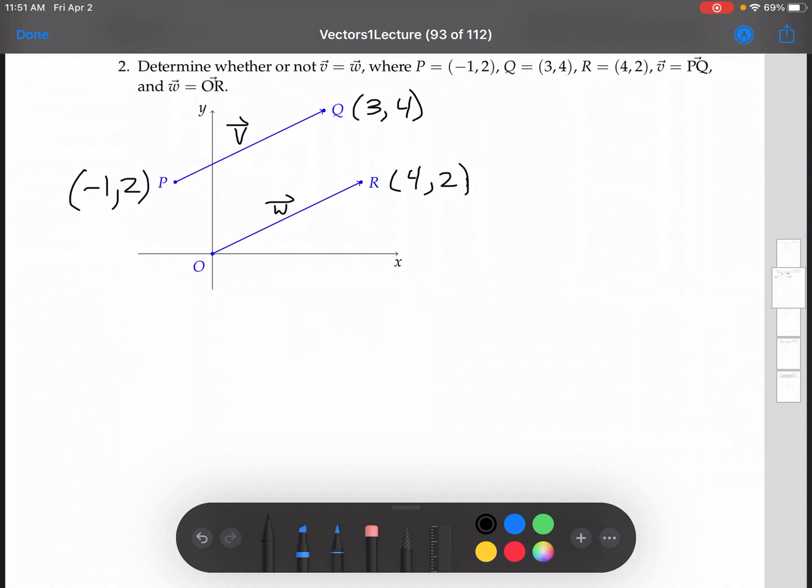In this video, we are going to determine whether or not the vectors v and w are equal. Now I've labeled the vector v, you can see here, and the vector w you can see here. And I've also labeled the point P with its given point, Q, R, etc.